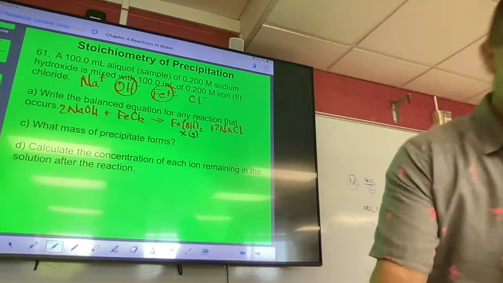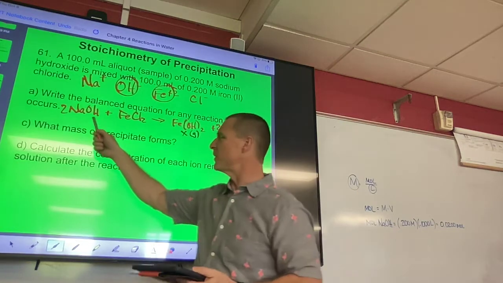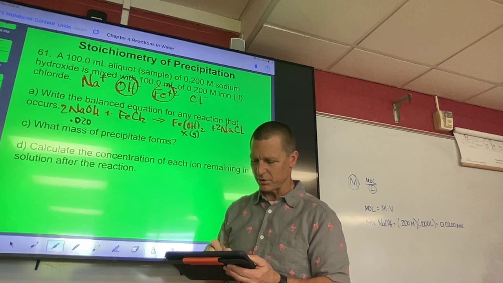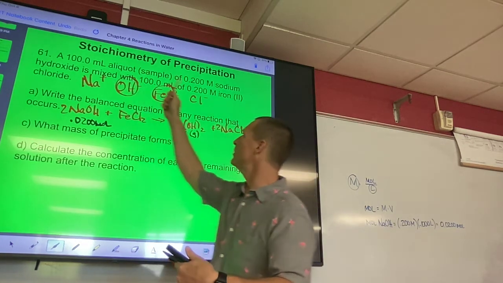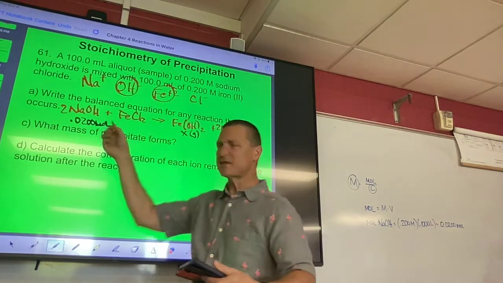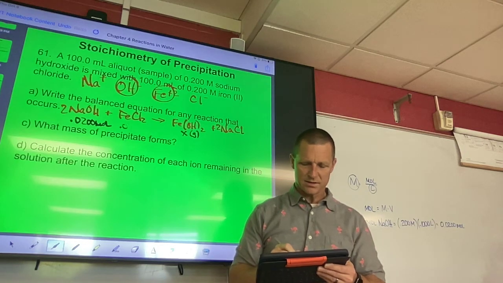So over here in my chemical equation, I just figured out the number of moles of sodium hydroxide, so I'm going to put 0.0200 moles. Do you notice that we had the same volume of both solutions and the same molarity of both solutions, so you'll have the same number of moles of both reacting things.